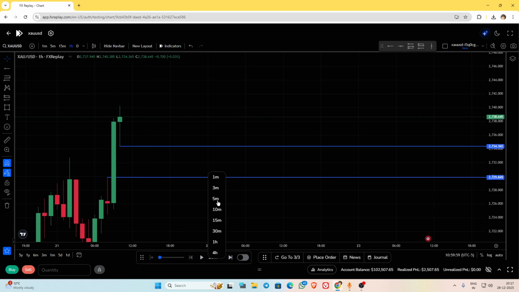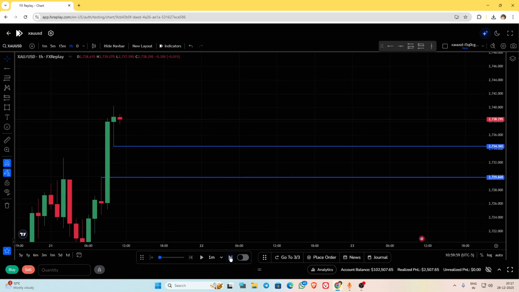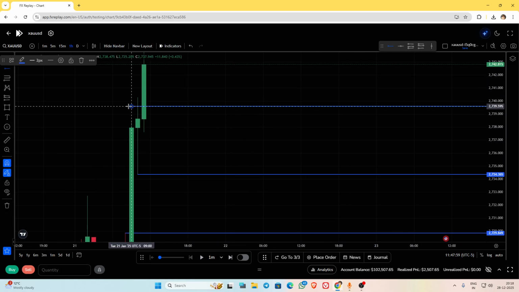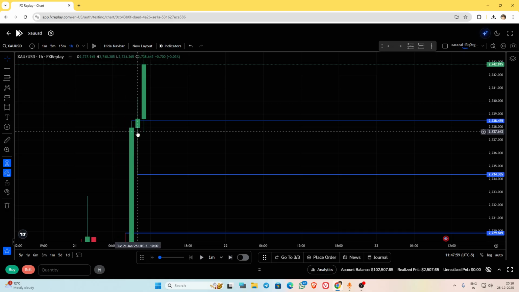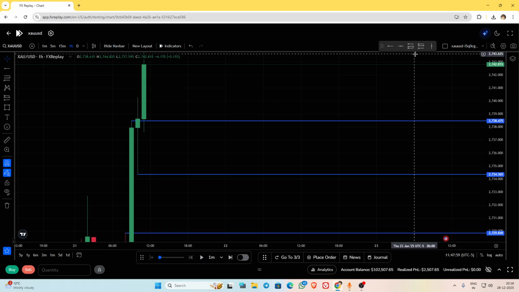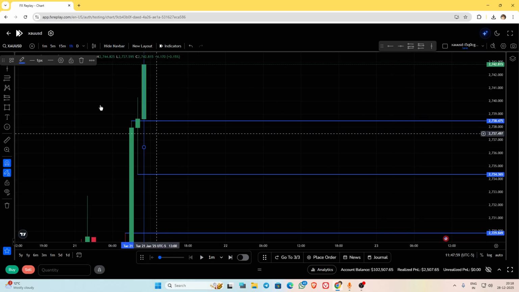Now I will move to 1 minute. Try to get involved if it is a turtle soup. Okay. It also closed above this candle. I should have seen this. So it closed above this candle. Do we get a trade here?